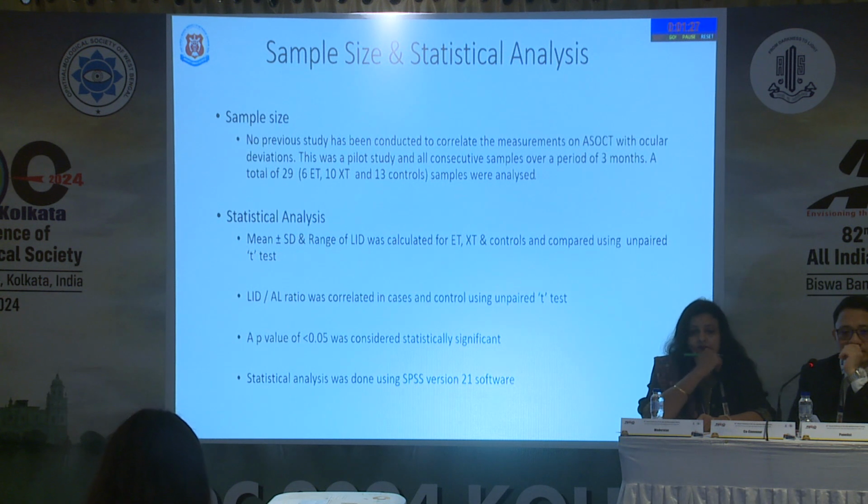Sample size: no previous study has been conducted to correlate the measurement on ASOCT with ocular deviation. This was a pilot study and all consecutive samples over a period of 3 months were taken. A total of 29 esotropia, 10 exotropia and 13 control samples were analyzed. Statistical analysis: mean plus minus standard deviation and range of limbus insertion distance was calculated for esotropia, exotropia and controls and compared using unpaired t-test. Limbus insertion distance to axial length ratio was compared in cases and controls using unpaired t-test. A p-value of less than 0.05 was considered statistically significant.